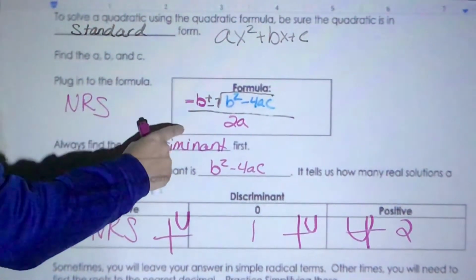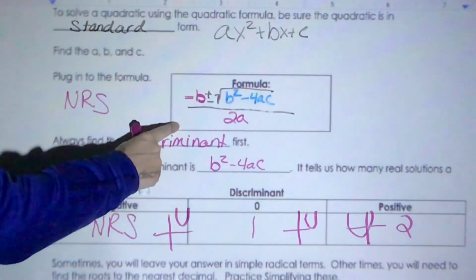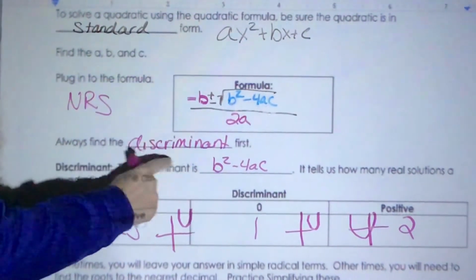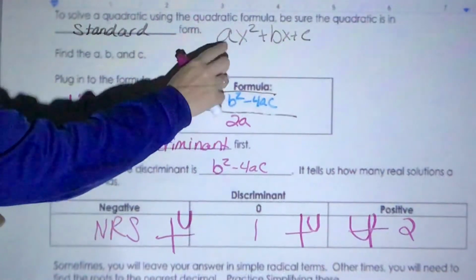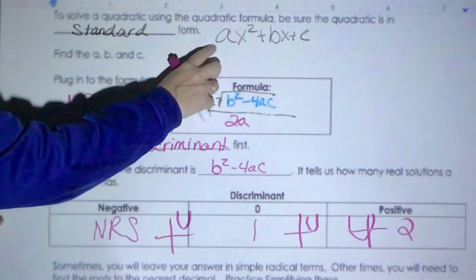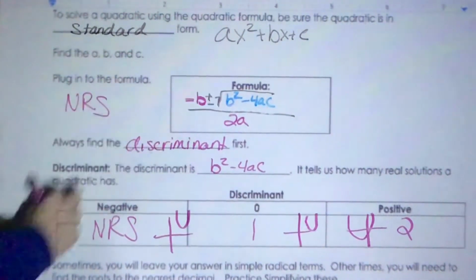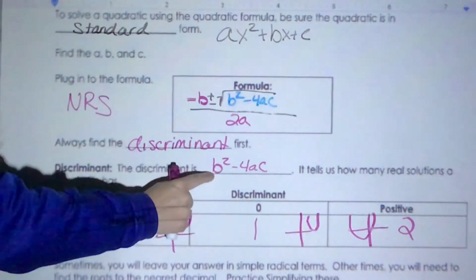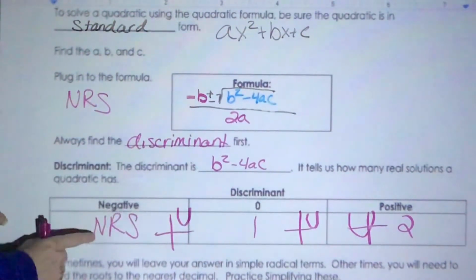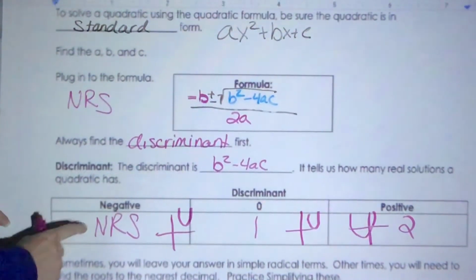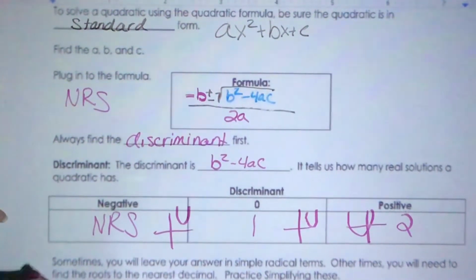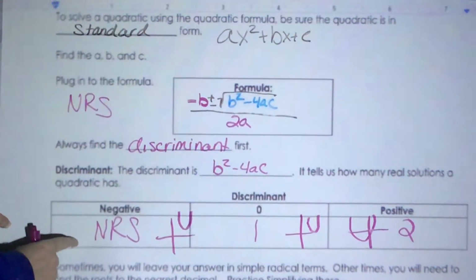So you'll memorize this formula using the song, which goes to Pop Goes the Weasel. When you're solving, you need to make sure it's in standard form so you get the correct a, b, and c. And you always do your discriminant first, because if you get a negative discriminant, that means you can stop and you don't have to plug in the rest of the numbers. That means there's no real solution.